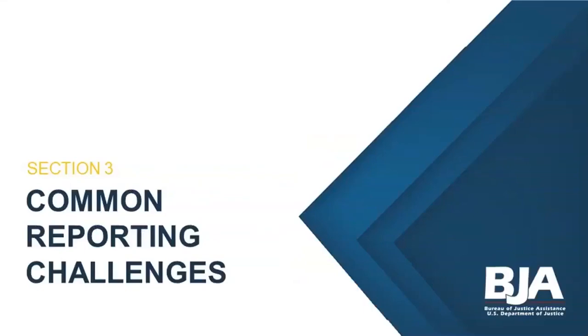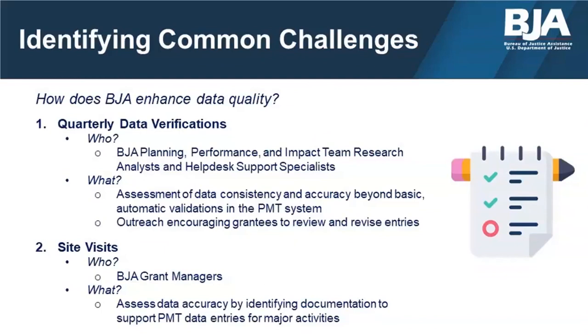Now let's get into the functions of the performance measurement tool. To introduce this section, we'd like to share some information about how BJA identifies common challenges and seeks to improve data quality. BJA's Planning, Performance, and Impact team assesses data consistency and accuracy and reaches out to grantees with potential issues. Program grant managers also play a role in enhancing performance data quality through site visits, where they identify documentation to verify PMT data entries for major activities.